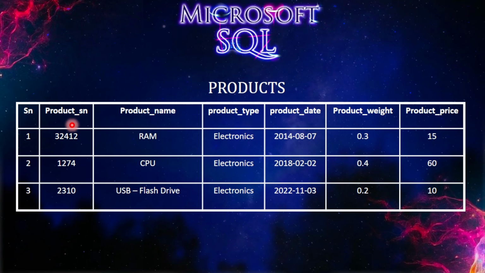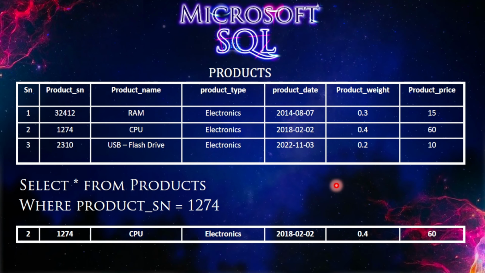For example, item number 2 on the serial number field to the left is the CPU product of product type electronics. Release date 2018, weight is 0.4 kilograms, and the price is $60. Item 2 is one record within the table, one product among all other products.